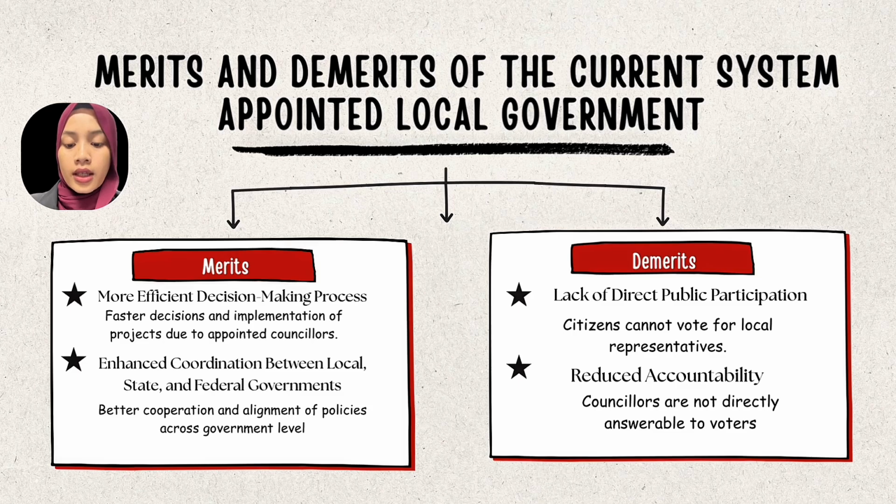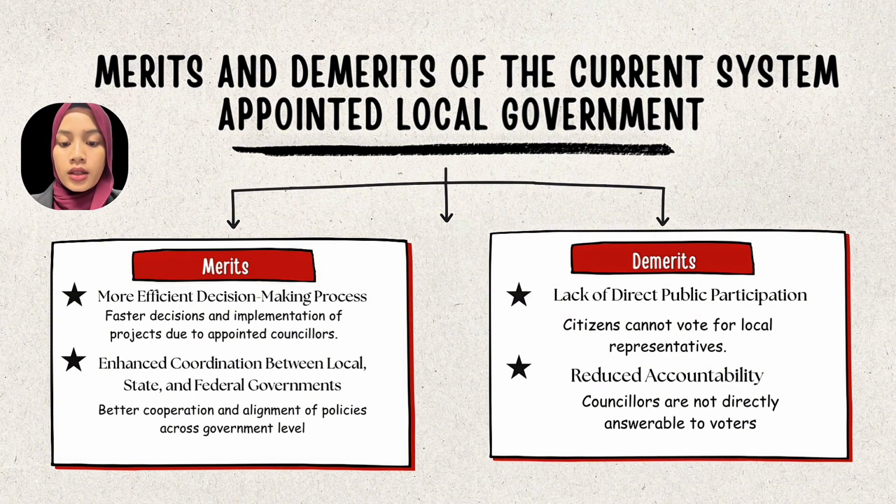So the second merit is better coordination between local, state and federal government. This helps ensure that local development projects are aligned with national goals and can be carried out more effectively. For instance, local councils across Malaysia have supported the implementation of the Sustainable Development Goals, SDG, and the National Development Plan by carrying out community programs and environmental initiatives in line with federal policy.